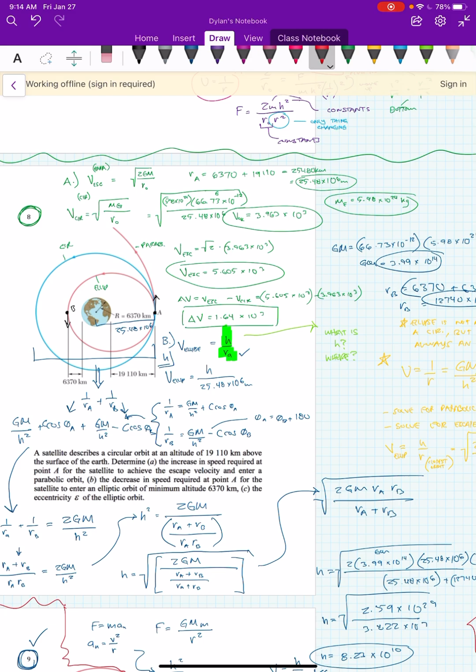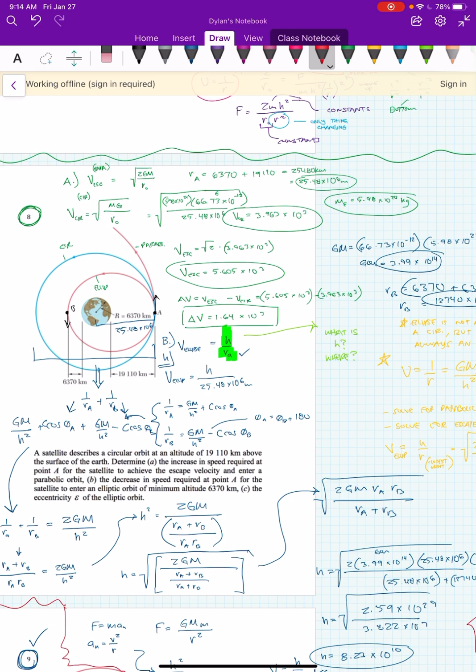And from that point, I plugged it into the escape velocity for a parabola. Then I knew the 2 different speeds at point A right when it was going into parabolic orbit or a circular orbit. I subtracted those, got the difference. And that's part A.